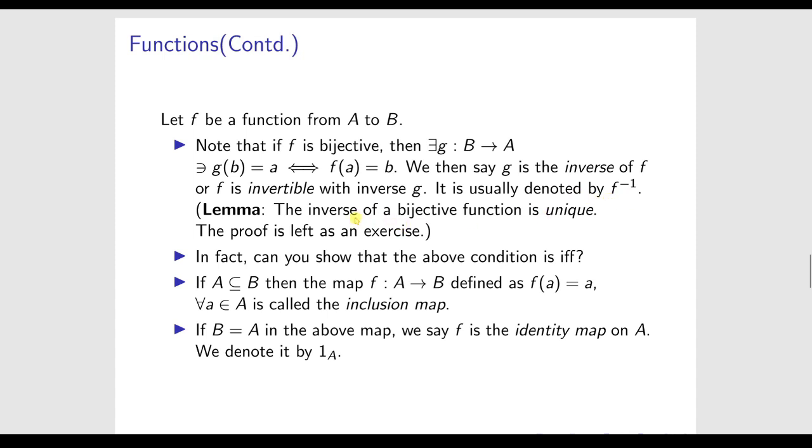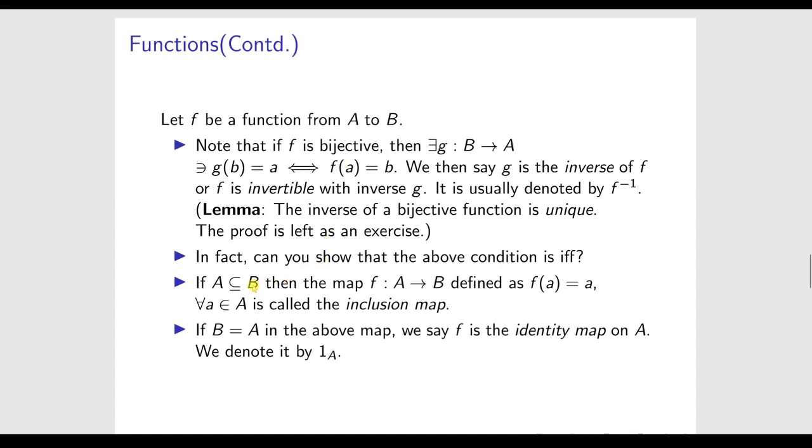Now here is a small lemma. The inverse of a bijective function is unique. The proof is left as an exercise. In fact, try to show that the above condition is actually an if and only if statement. That is, f is bijective if and only if there exists a function g from B to A such that g(b) equal to a if and only if f(a) equal to b.